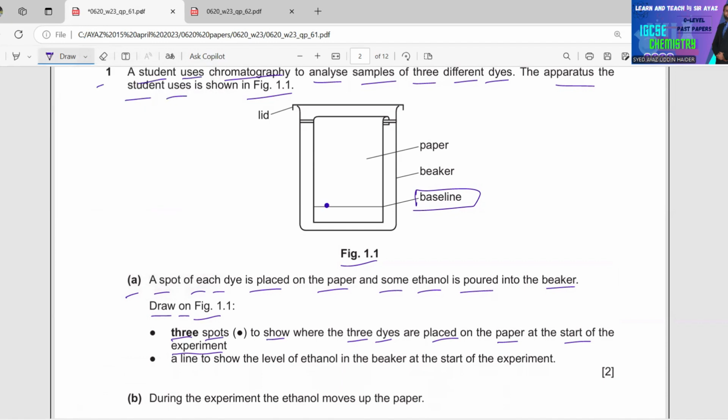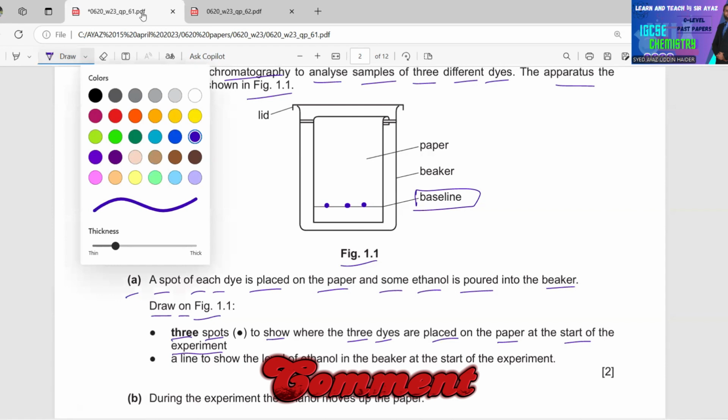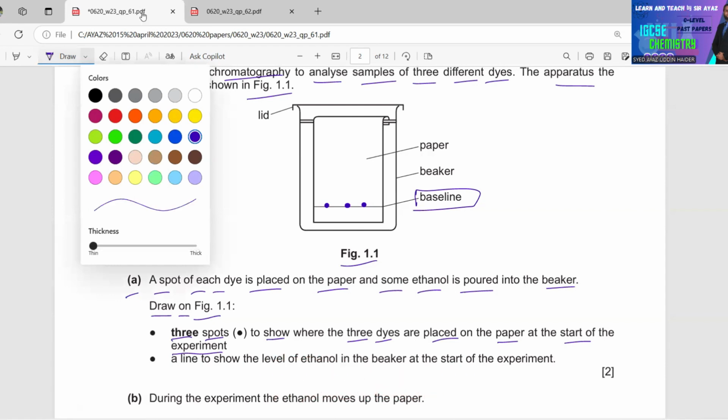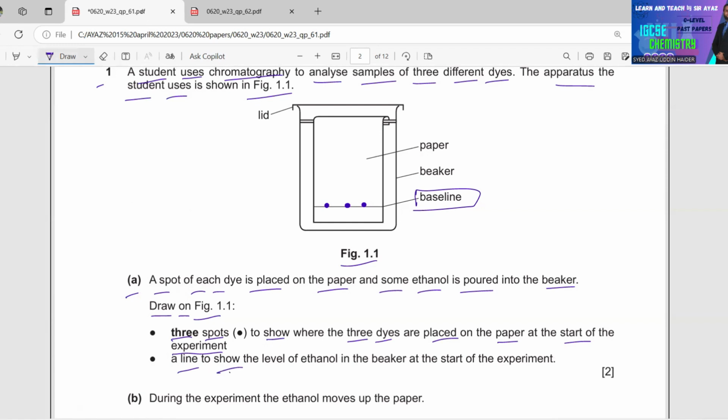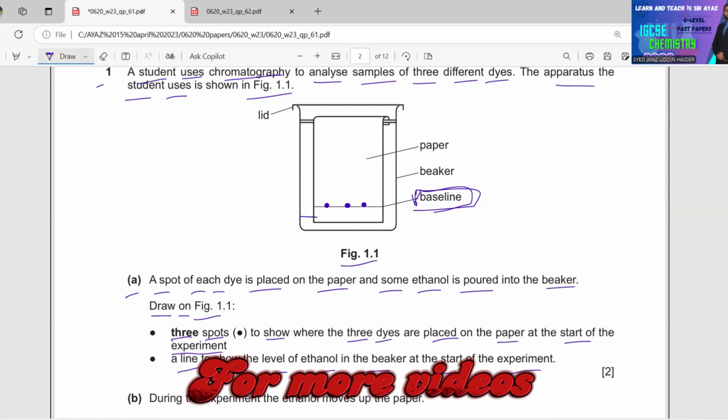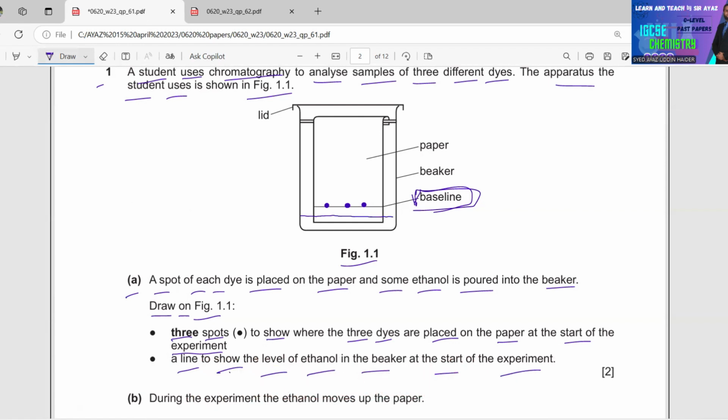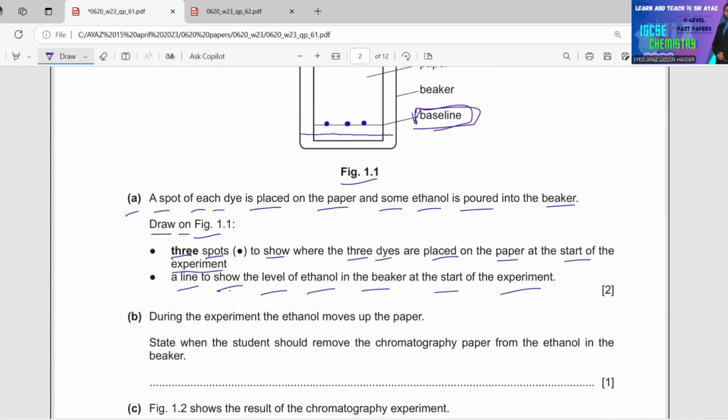Dye number 1, dye number 2, dye number 3. In this way, you are going to place the spots. And a line to show the level of ethanol in the beaker at the start of the experiment. Now, the solvent level should be below the baseline. Here's the baseline. The ethanol level should be below the baseline and not touching any of the spots. In this way, you will draw it. Use a scale for this purpose.